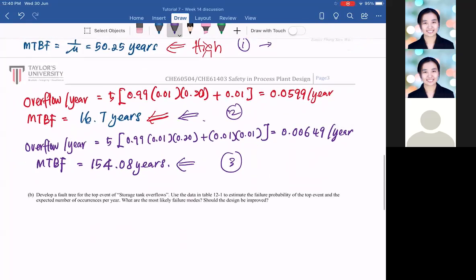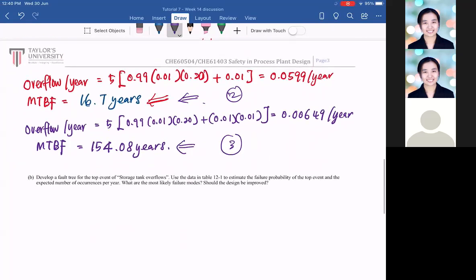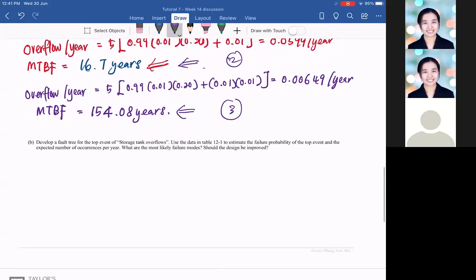So part B, because part A talks about the event tree, how we use an event tree to look at a simple system like this. And if we are looking at a fault tree: develop a fault tree of the top event storage tank overflow and use data in table 12.1 to estimate the failure probability of the top event and the expected number of occurrences per year. What are the most likely failure modes and should the design be improved? So what we can do is very simple, very straightforward here.